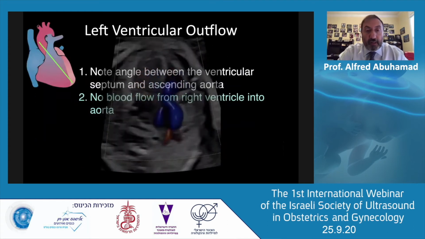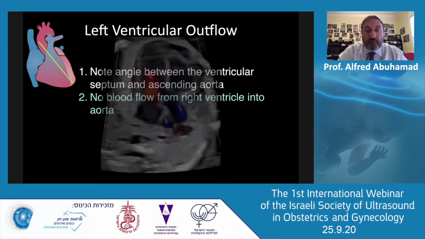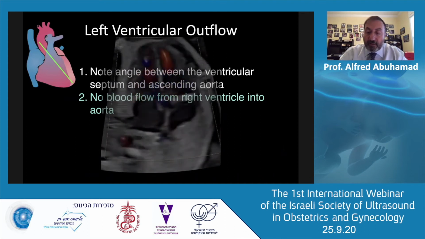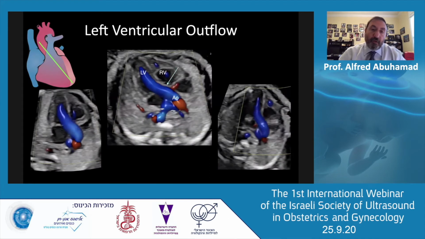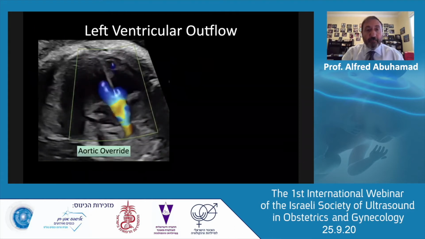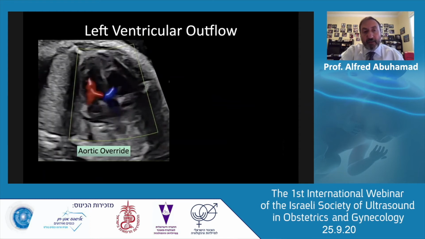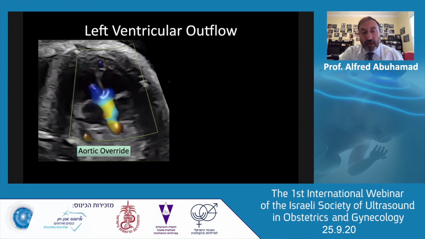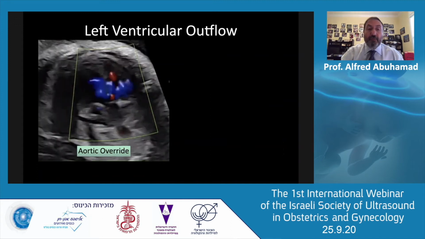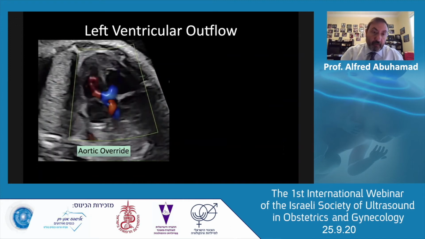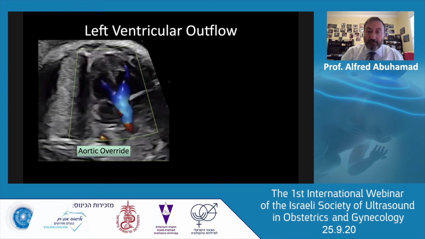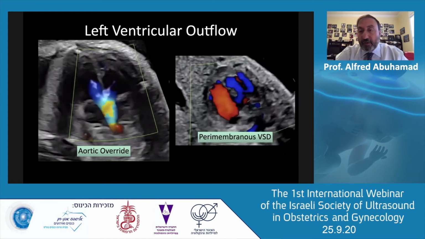The second important anatomic feature is that no blood flow should come from the right ventricle into the ascending aorta. So if you look at the blood flow coming from the left ventricle into the ascending aorta in the 5-chamber view, you should see no blood flow coming from the right ventricle into that ascending aorta. That is important because any blood flow coming from the right ventricle into the ascending aorta on color Doppler should make you think of two things: aortic override in cases of tetralogy of Fallot or double outlet right ventricle, or perimembranous ventricular septal defect.